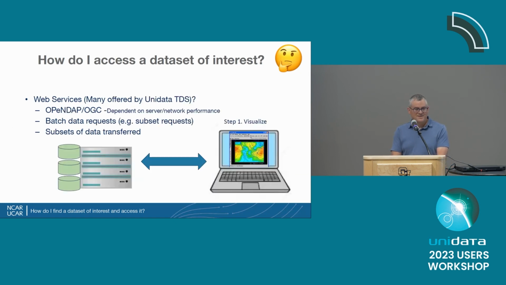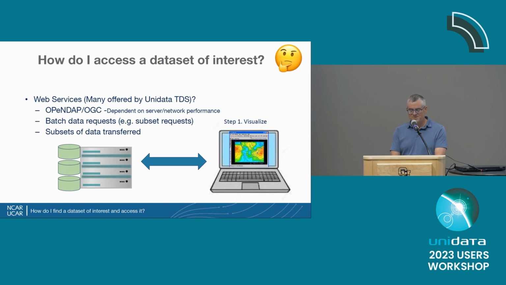A lot of what we've been talking about so far, what I've seen today, are web service models, and many are offered by the Unidata THREDDS data server. So this is the OpenDAP model where you point to a web link, or OGC if you have web map services, those types of things. And then you can use something like a Jupyter Notebook or Unidata's IDV tool. And then you can do some data exploration without having to move full data sets to your local system. This can be dependent on the server that's serving the data and the network performance between your system and that server. But this is a great way to explore data without having to move lots of data.